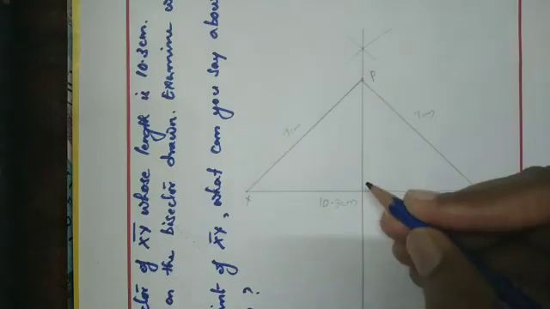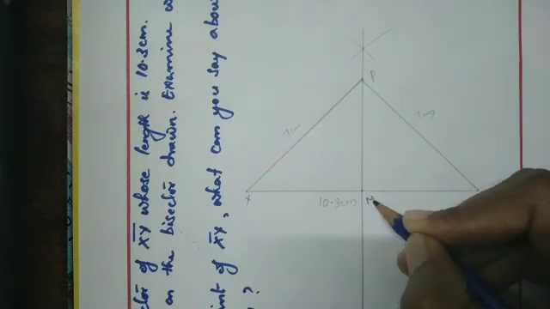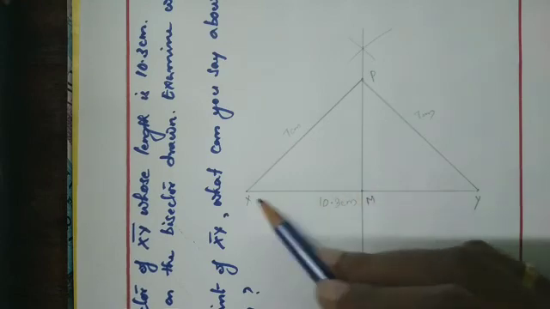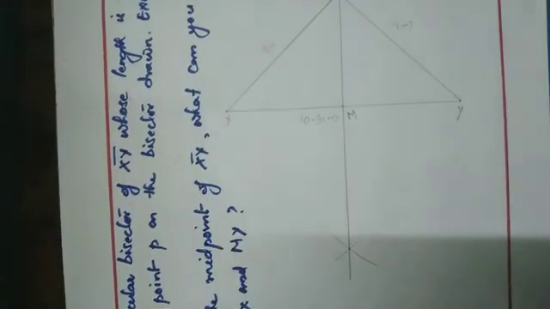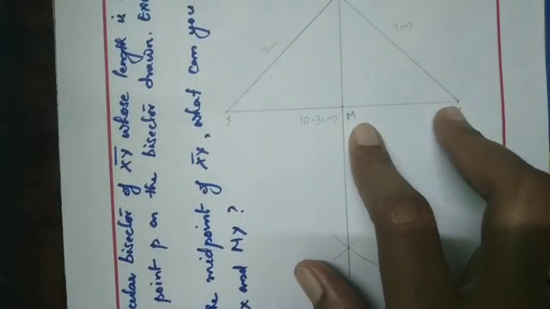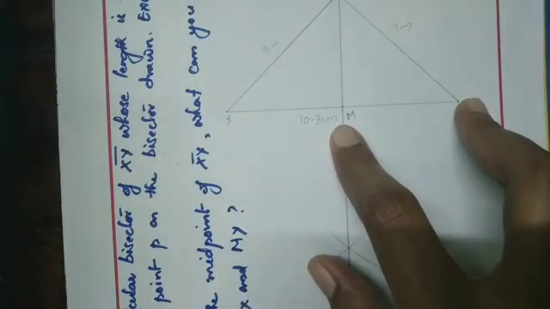Then take a point M. If M is the midpoint of the line segment XY, what can you say about the lengths MX and MY? M is the midpoint, so these two lengths are equal. So MX equals MY.